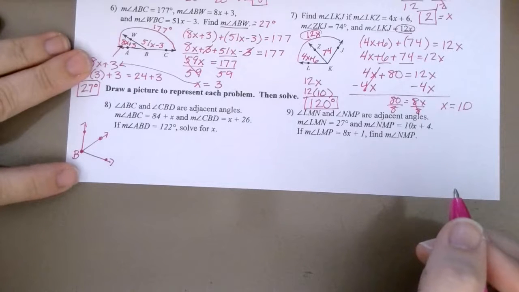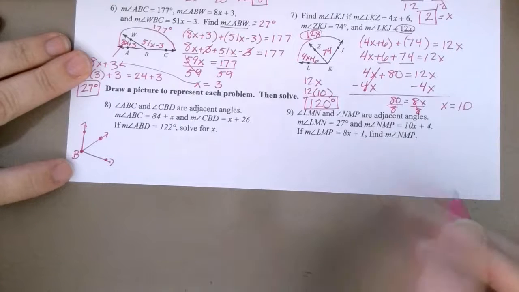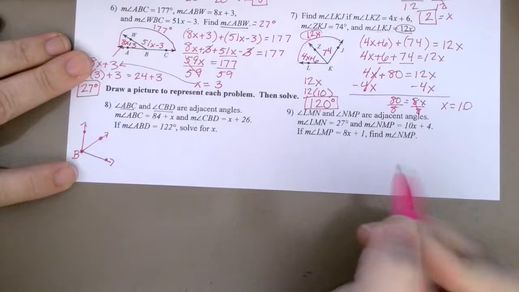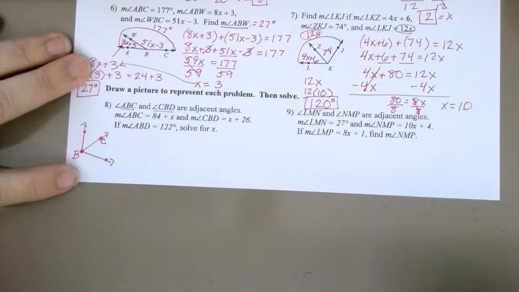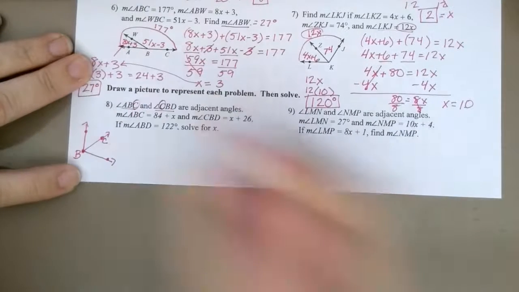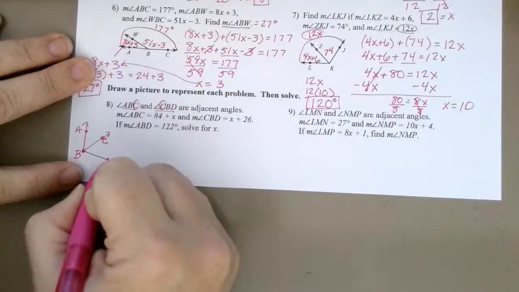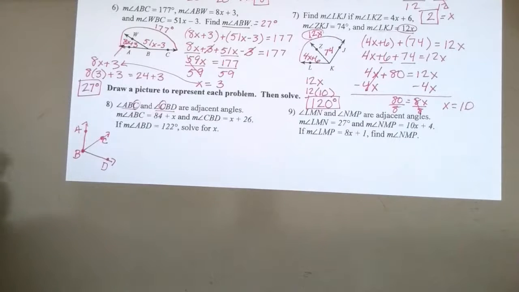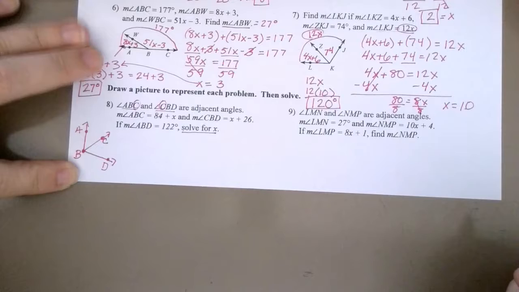Now, which ray do they share? Which other letter do they have in common? C. So C has to be in the middle. That has to be the one that they're sharing because they both have a C. This one has an A and this one has a D. Now that I've got it set up, I can fill in the information. Again, I'm just solving for X. I'm not looking for an angle in this case.